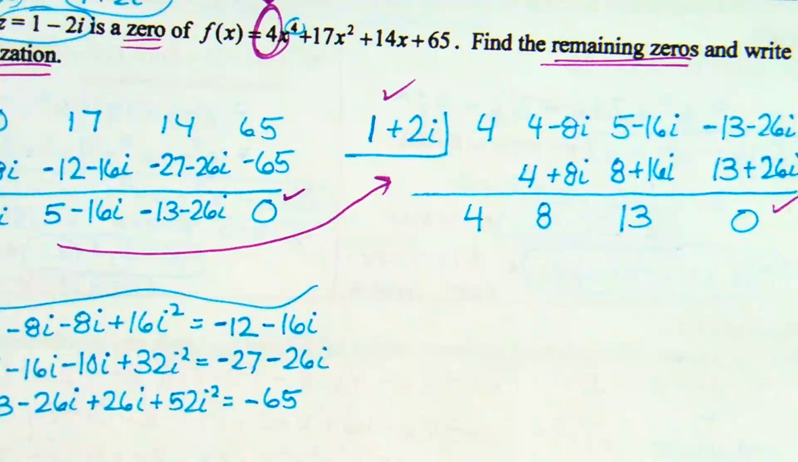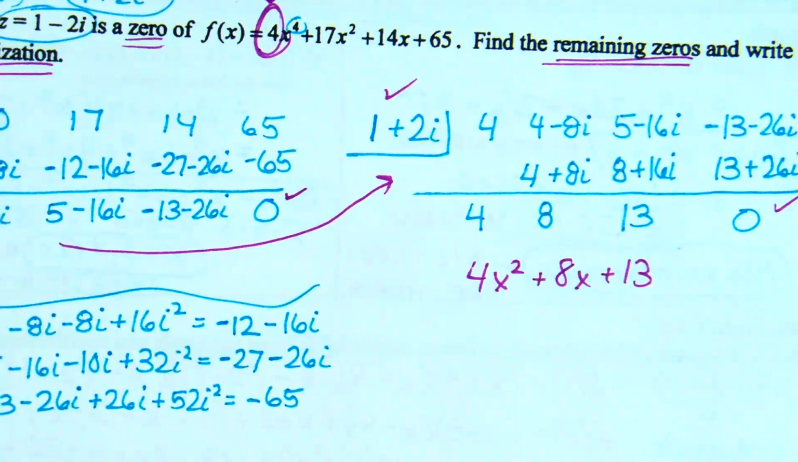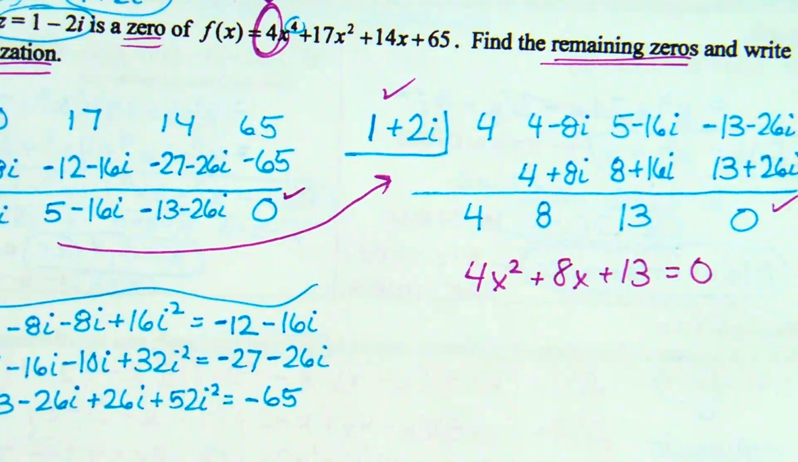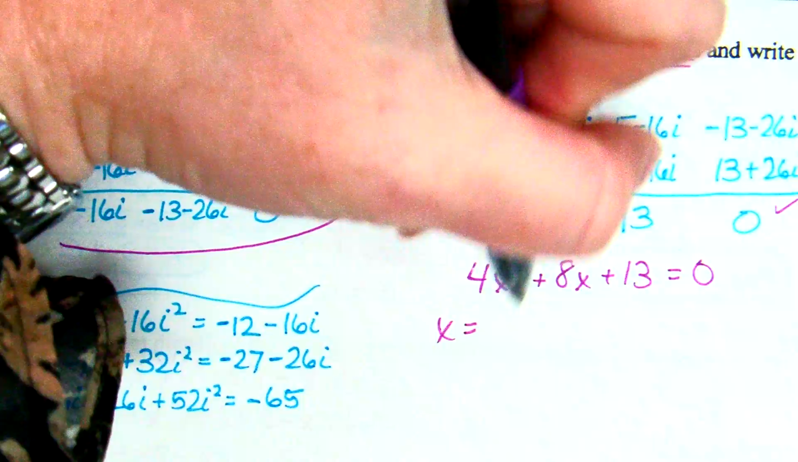4x squared plus 8x plus 13. Set that equal to 0. Guys, we know there's imaginary zeros coming. Is this going to factor? No. What are we going to have to use? Quadratic formula. So, it's going to be negative b, so negative 8 plus or minus the square root of 8 squared minus 4 times 4 times 13, all over 2 times 4.